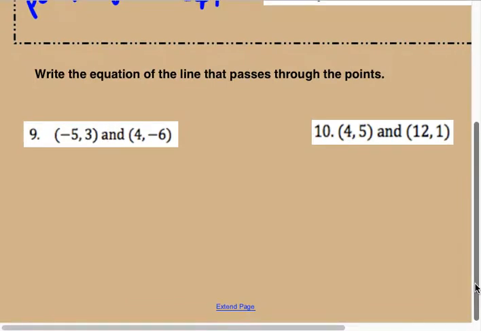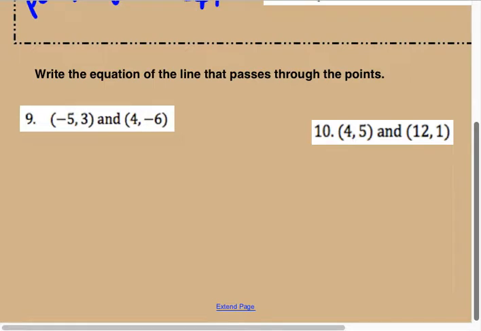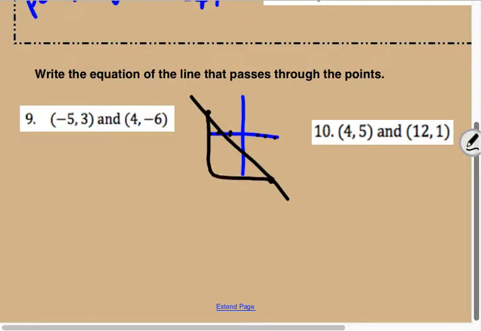It says write an equation of a line that passes through these points. So if we look at it a little bit, just this first one here, negative 5, 3, it's right about here, 4, and then negative 6 is right about here. Here's the line. We want to find this slope, that's my M, and then we want to find this y-intercept, that's my B, and then write this linear equation in slope-intercept form, y equals mx plus b form.